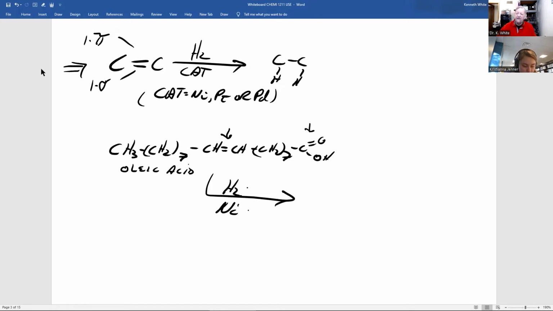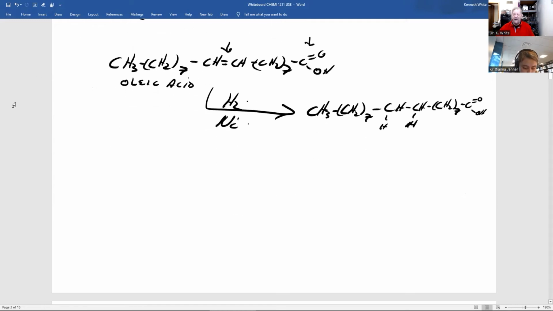So you break carbon-carbon single bonds? No. So I'll have CH3, CH2, 7 of them. And now this double bond, I'll break. Each carbon gets a hydrogen. And then I'll have CH2 7 times in my carboxylic acid functional group.